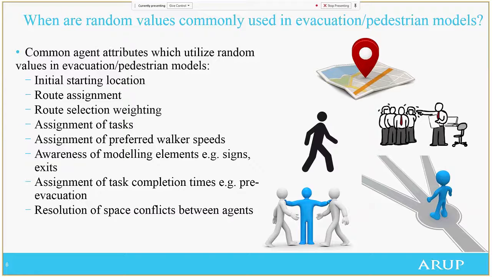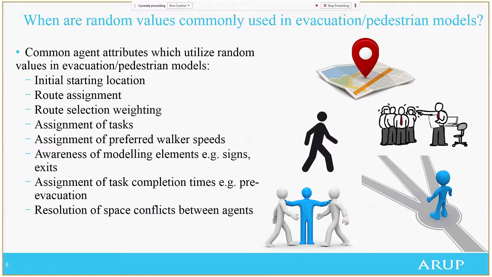Walker speed is very common, so you have a distribution of walker speeds and it randomly samples from there. Awareness of modelling elements: the likelihood of someone being aware of, say, signs or a given exit. Assignment of task completion times, so pre-evacuation time is a very common one for evacuation modelling. Again, normally it's defined as a distribution, and then that's randomly sampled. And then resolution of conflicts in space. If two agents are vying for the same space, because we don't have a great understanding of how people resolve conflicts when they're going for the same space, the system might just roll a dice and say, right, whoever's got the highest number will take the space.